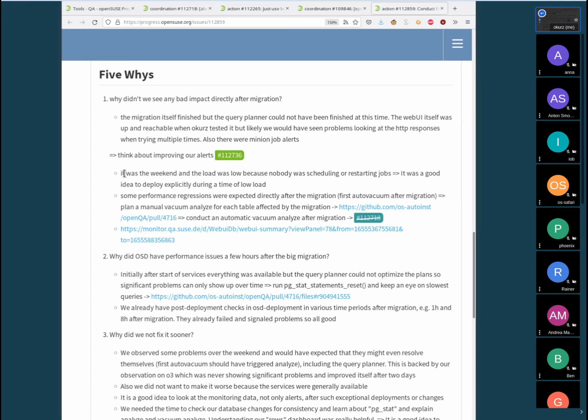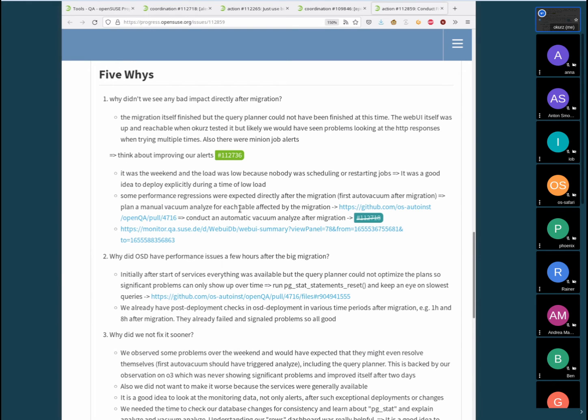So another thing, it was weekend and the load was low because nobody was scheduling or restarting jobs. That was helping us. So it was a good idea to deploy explicitly during a time of low load. I have no question about that. And we did expect some performance regressions directly after the migration.